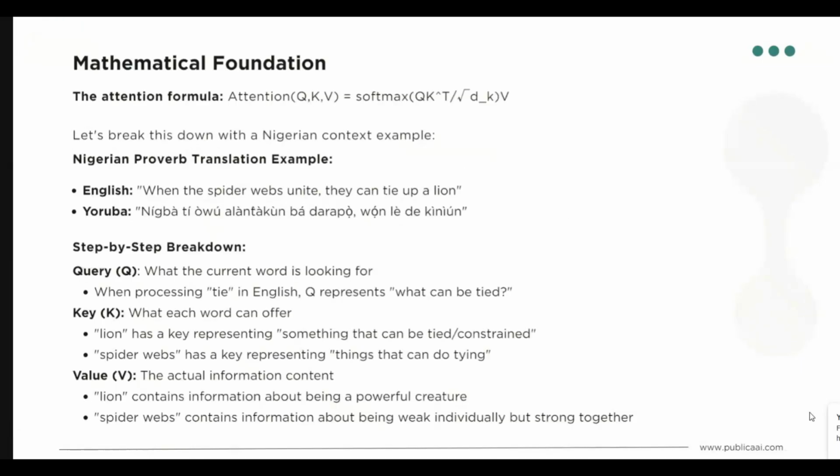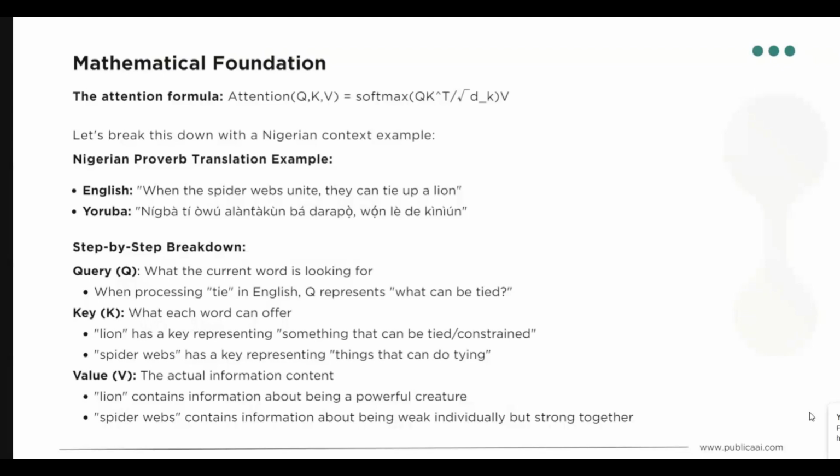Now we move to the mathematical foundation. Please pay attention; I'm not a mathematician, but I will try my best. The attention formula is attention of Q, K, V. Who can tell me the meaning of Q, K, V without looking at the question? Awesome: query, key and values.